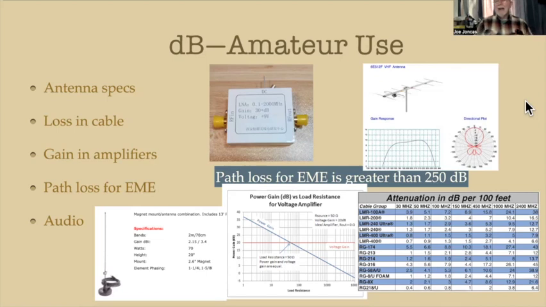I get frustrated with this, but that's the way it is in the industry. That's the way economics work. Often people have to make it look like it's got the most gain. But in reality, when we're looking at an antenna, we want to know what the gain is over a dipole, because that's our normal minimal application.